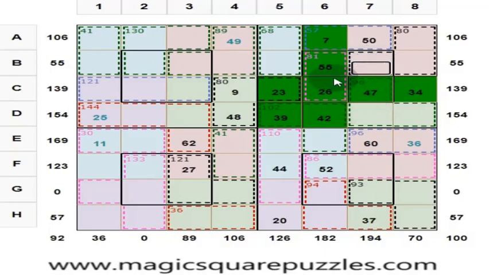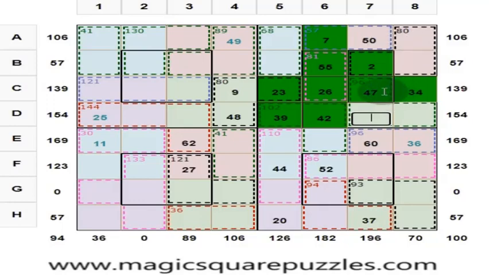And what is this? These three numbers are 130. These two numbers are 55 plus 26, 81. 81 plus 47 is equal to 128. Put here 2. And what is this? 60 plus 47.